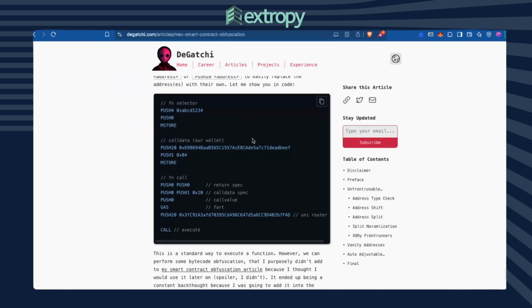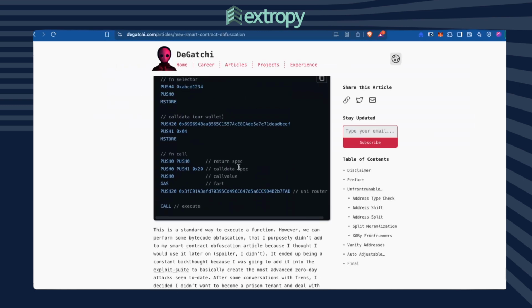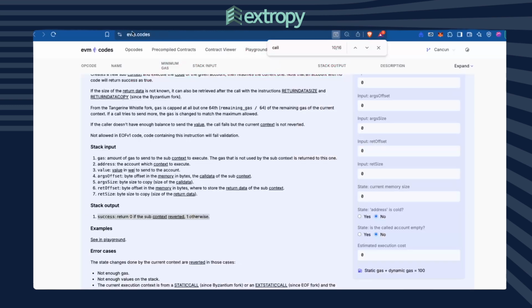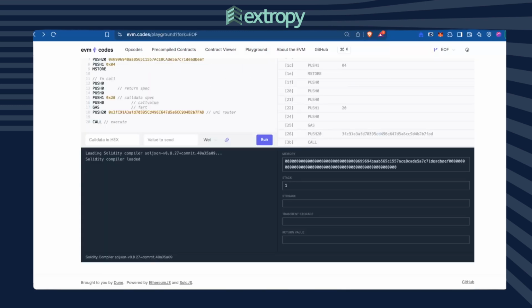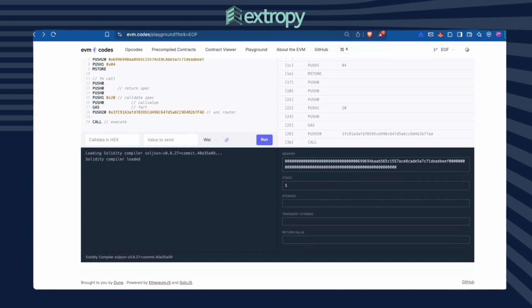He's saying this is just a standard way to call a function. So that's really all that we've just done. Please do use your own playground. I'm just using evm.codes, using their playground to try things out, and you can see I'll get this on the stack, etc.